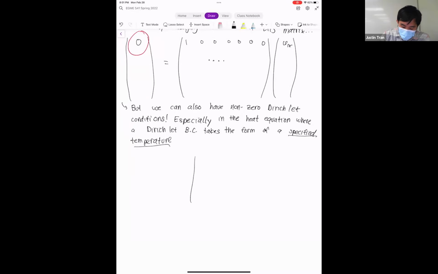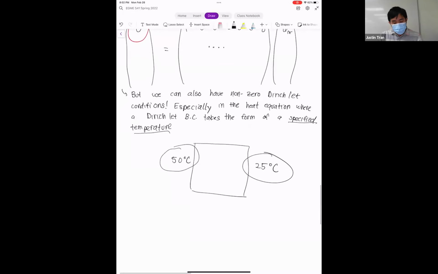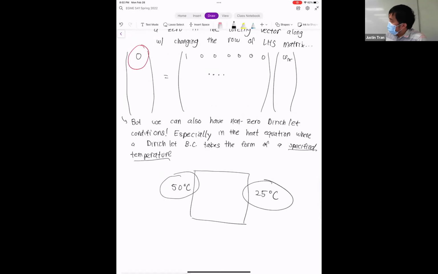All right. As an example, we're going to be working on square domains a lot. Let's say that on one side of this plate here, we have a specified temperature of 50 degrees Celsius, and on the other side of the plate, we have a specified temperature of 25. Then the top and bottom have something as well. These specified temperatures here are our Dirichlet boundary conditions. And so to apply these into our matrix, we have to make sure that the entry that we put in the forcing vector is our specified Dirichlet value.